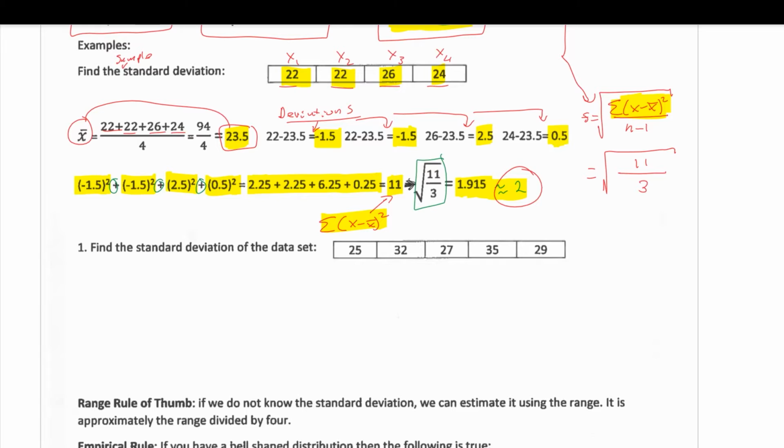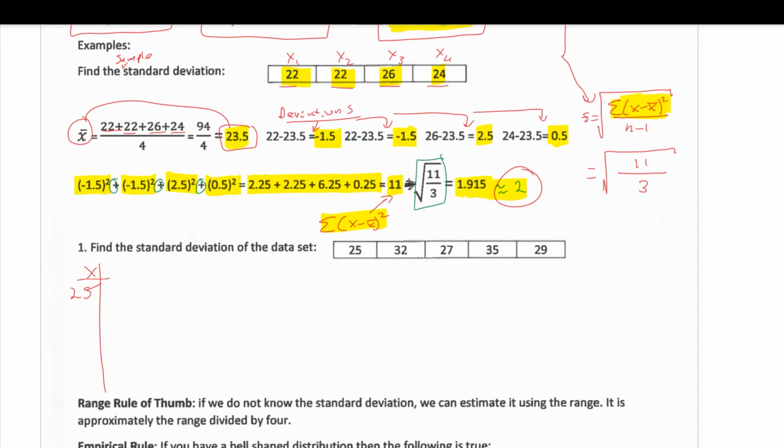All right, so let's actually go ahead and do this next one together. You could do this on your own if you want to pause and do it just the way that we did it up here. But I do want to show you that you can use a table. So the first thing to do is to list out all your x values. We have 5 of them here.